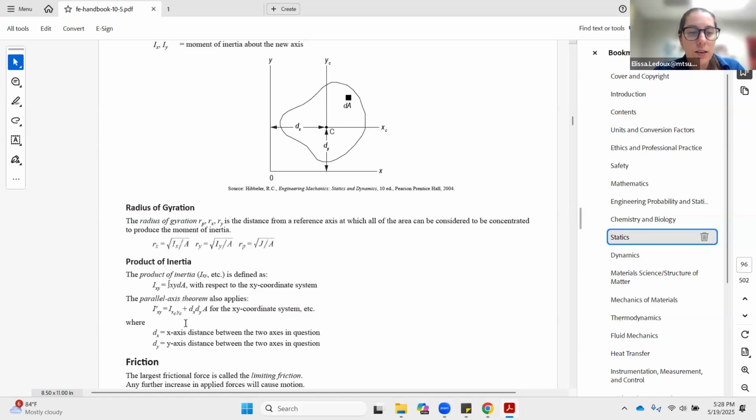Product of inertia is different than moment of inertia, but you can still use the parallel axis theorem. You basically just have x and y multiplied instead of x squared or y squared.